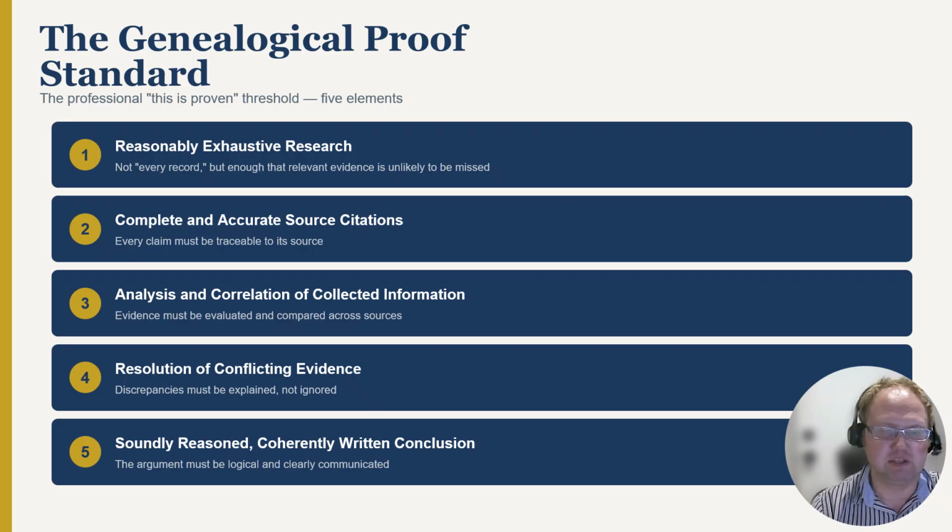One is reasonably exhaustive research. This doesn't mean covering every record ever created, as you might think. Like, you have to look at everything that they could possibly show up in. How do you know what somebody could be in? That's a question I would have as a young genealogist. But what I learned is it means searching thoroughly enough that you're unlikely to have missed evidence that could change your conclusion.